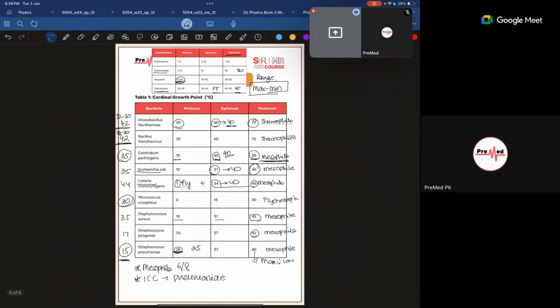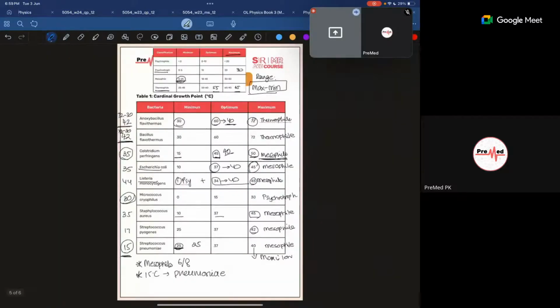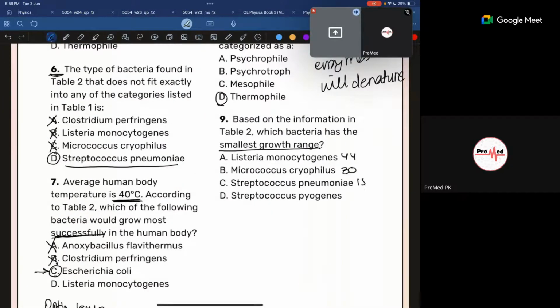Listeria has a growth range of about 44 and Micrococcus has 30. So we'll mention over here 44 and 30. And now there are the remaining two, Streptococcus pneumonia and Streptococcus pyogenes. Streptococcus pneumonia has 15. That was the smallest strain that we had already calculated before. And Streptococcus pyogenes has 17. So we'll write over here 15 and 17. So over here it is clearly visible that Streptococcus pneumonia has the smallest growth range. So option C is the answer.